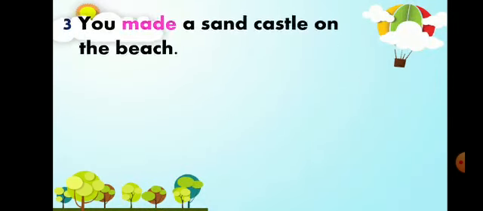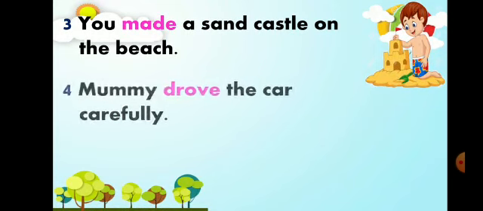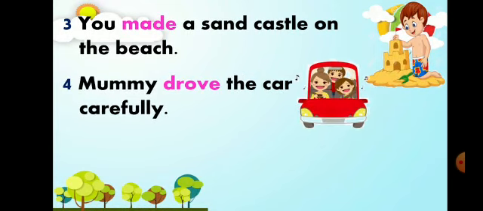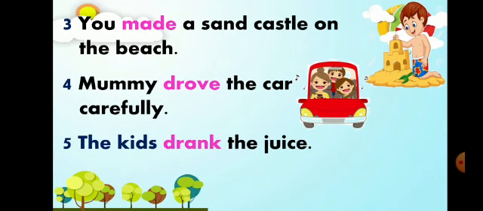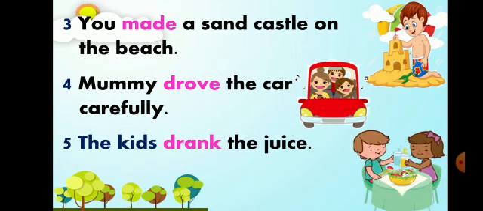You made a sandcastle on the beach. Mummy drove the car carefully. The kids drank the juice. The verbs like made, drove and drank are also the examples of irregular verbs shown in the sentences.